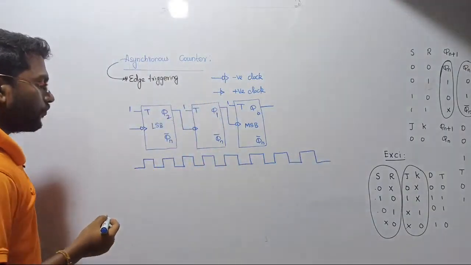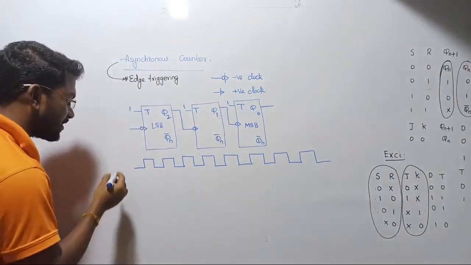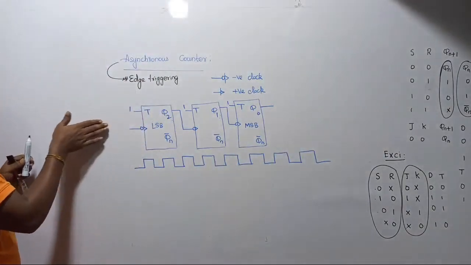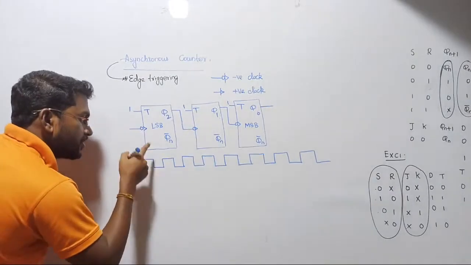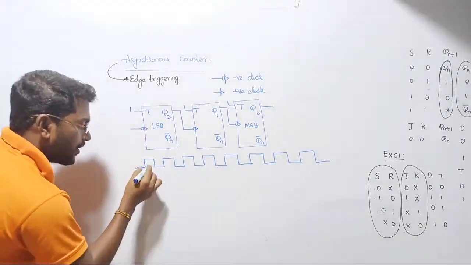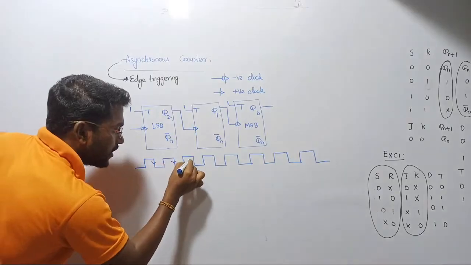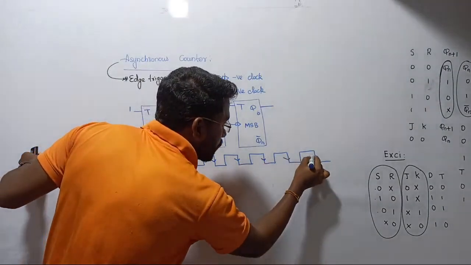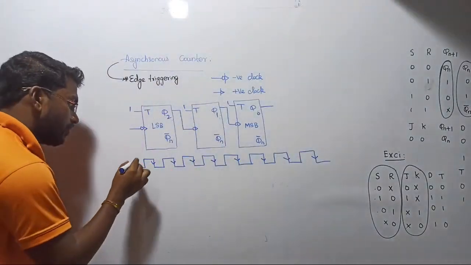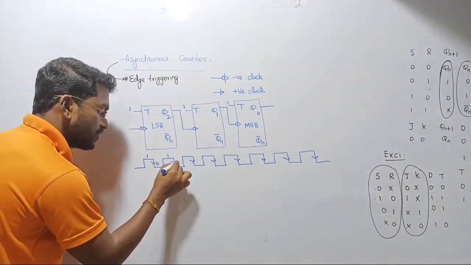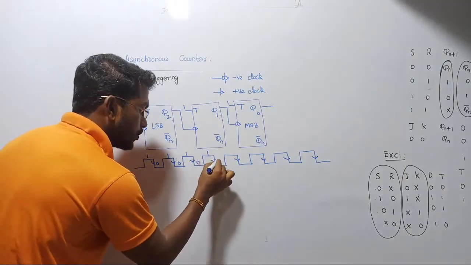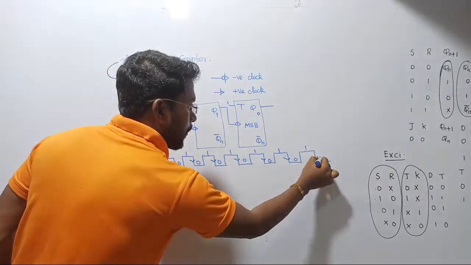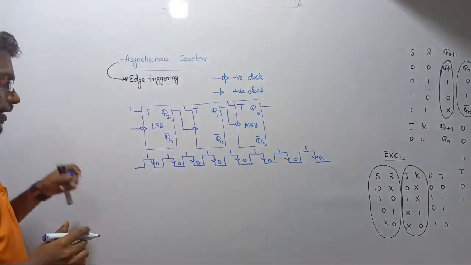Fine. So since we are going to design, this is the clock. Here, since we are designing negative edge triggering, negative means we are going from 1 to 0, 1 to 0, and so on. Am I clear? Yeah, fine.